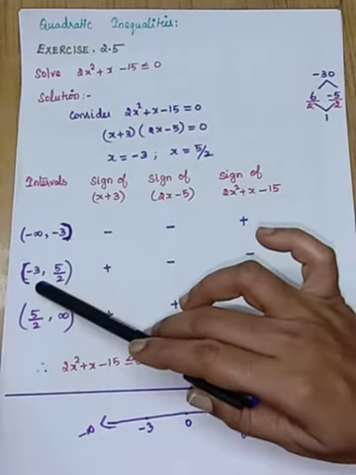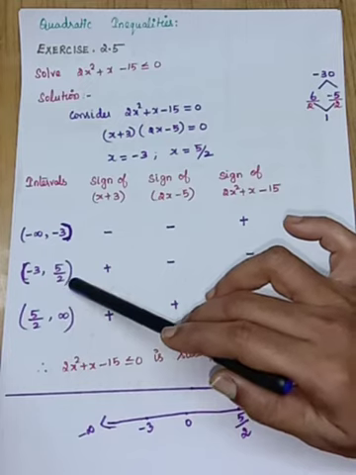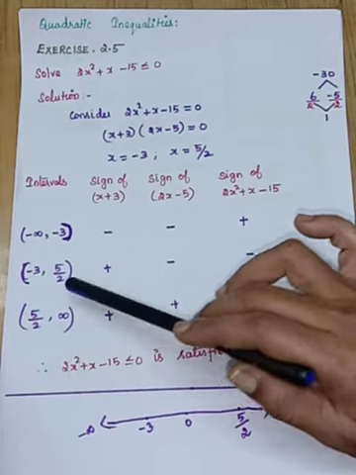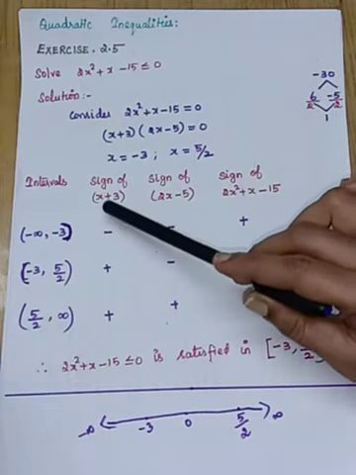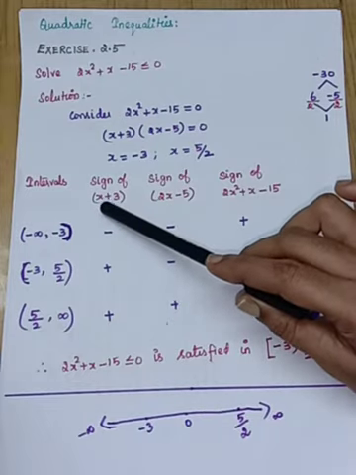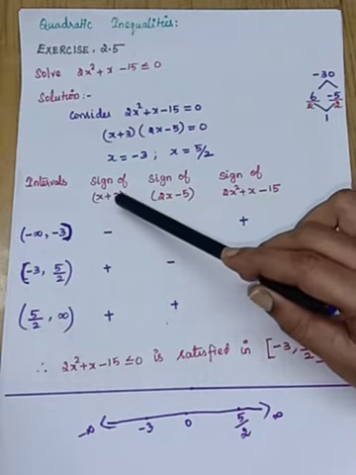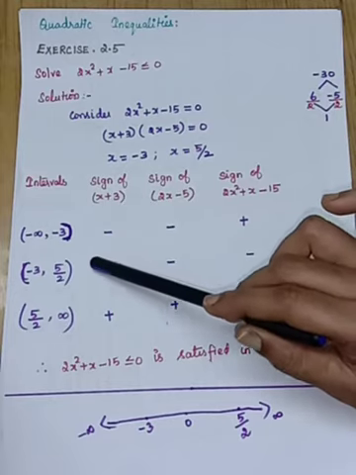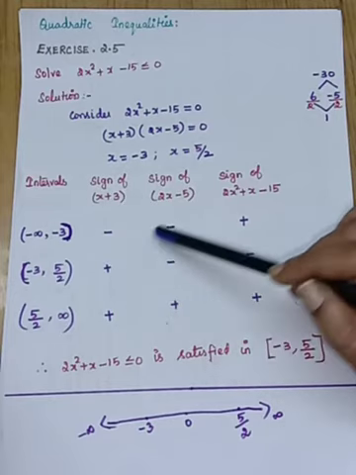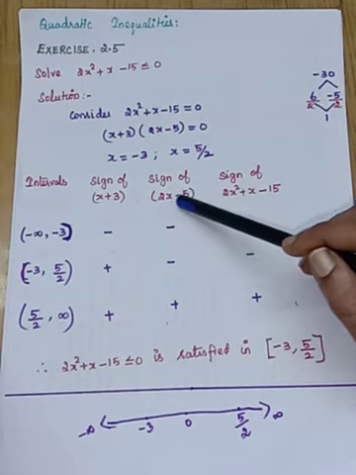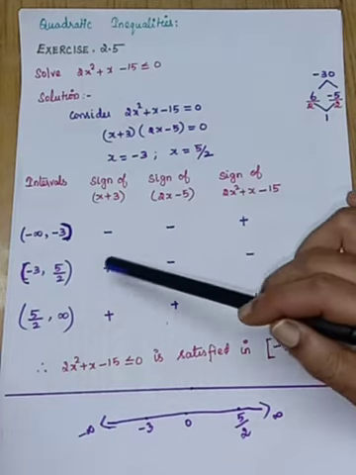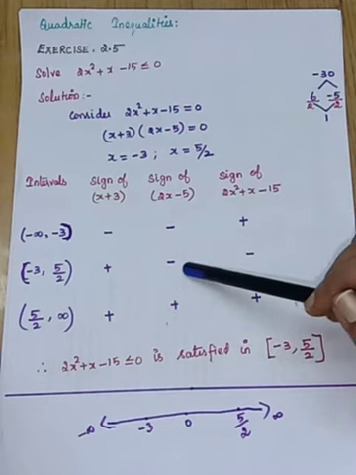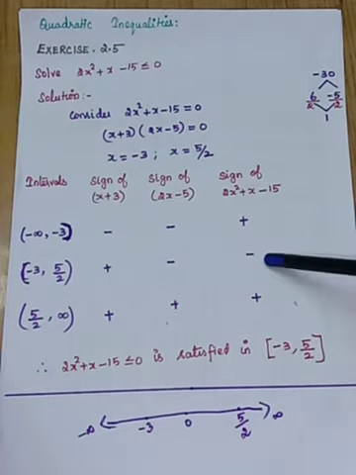So minus 3 is negative and 5 by 2 is positive, so definitely you will have 0 in between. So you take 0 and substitute it in the place of x. So 0 plus 3, the sign is positive. And here when you substitute 0, it is 0 minus 5, so that is negative. You have to take the product of these two: plus into minus is minus.